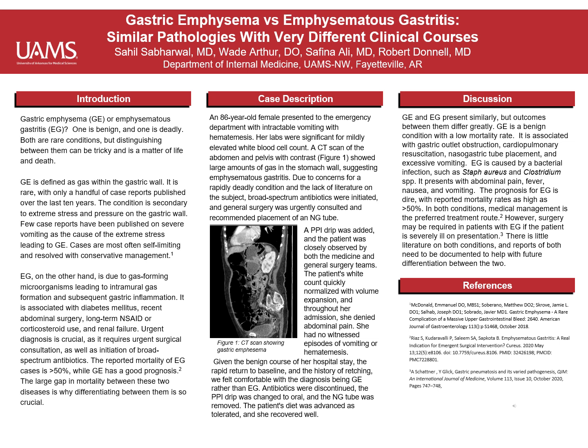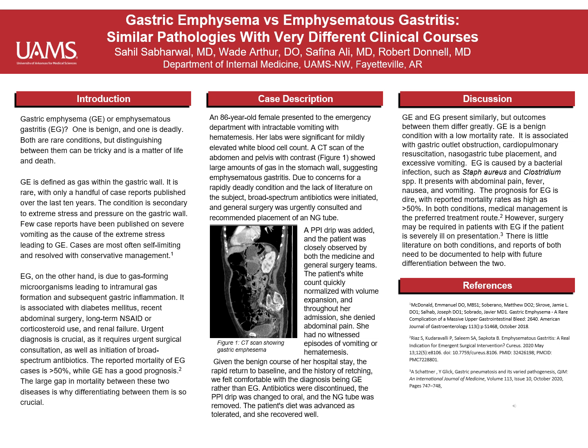Gastric emphysema is defined as simply gas within the gastric wall that is secondary to extreme stress or pressure on the gastric wall. It is a benign condition with a low mortality rate, and it is associated with gastric outlet obstruction, cardiopulmonary resuscitation, NG tube placement, and excessive vomiting. Overall, though, there are only a few published cases on the matter, but cases are most often self-limiting and have resolved with conservative management.